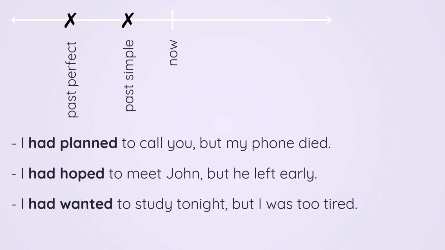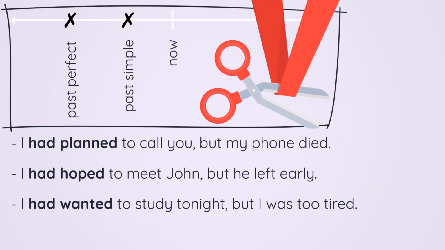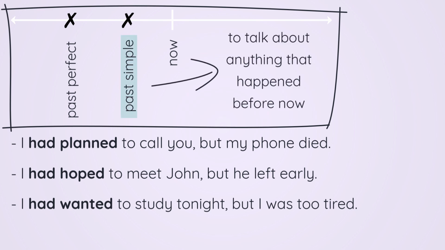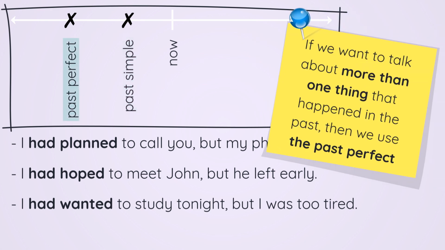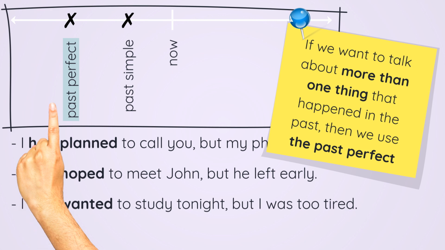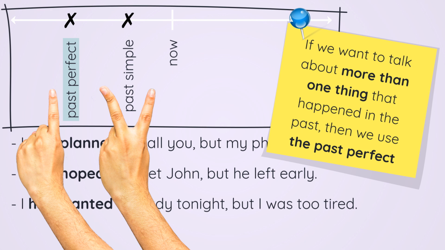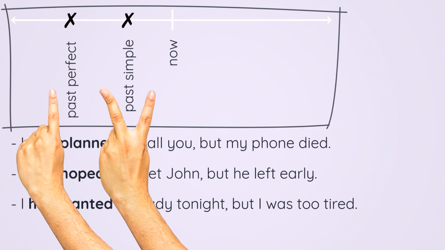Let's just start with a little intro to show you a timeline here. In this timeline, we see this is now, everything before this is the past, and everything after this is the future. In the past, we can use the past simple to talk about anything that happened before now. But if we want to talk about more than one thing that happened in the past, then we use the past perfect to show that in the past, a few things happened. But this happened first in the past, and then something else happened. Okay, that's the only theory you're going to get. Let's look at the examples so I think you will understand very clearly.